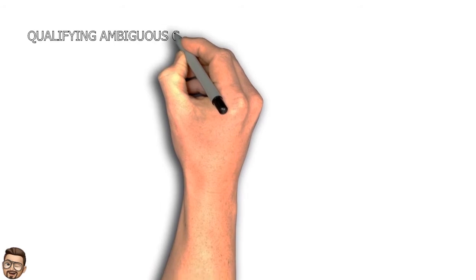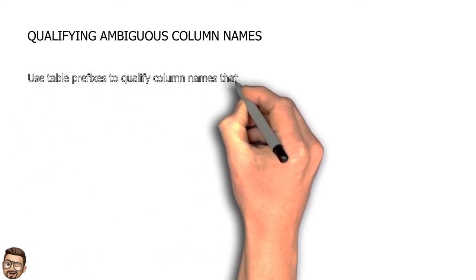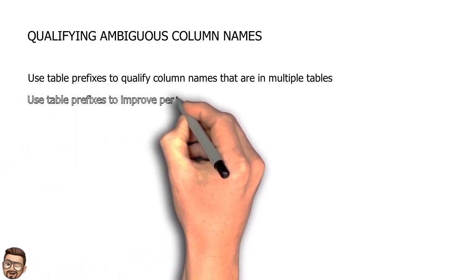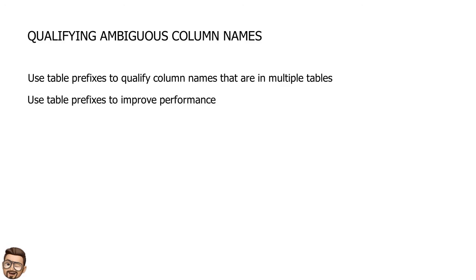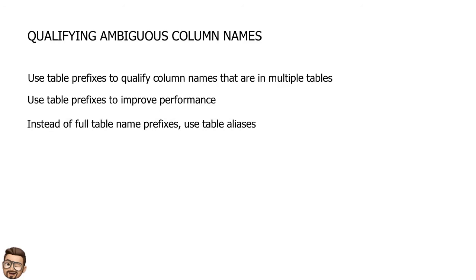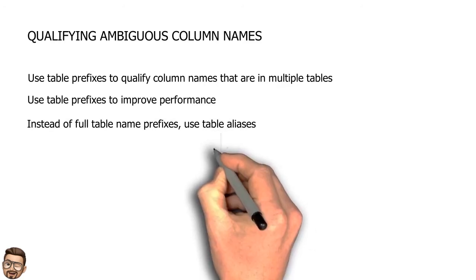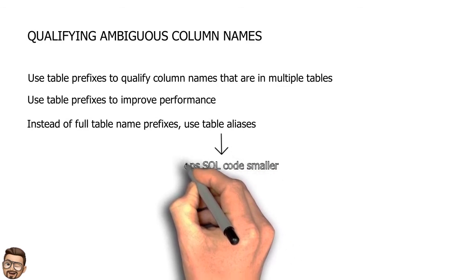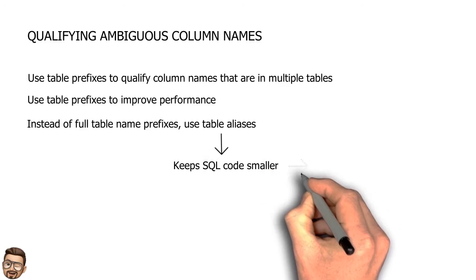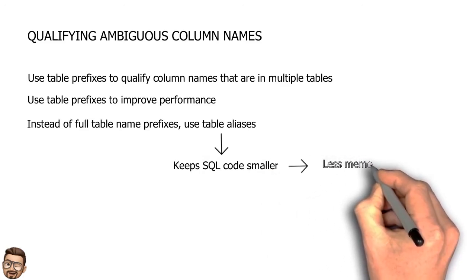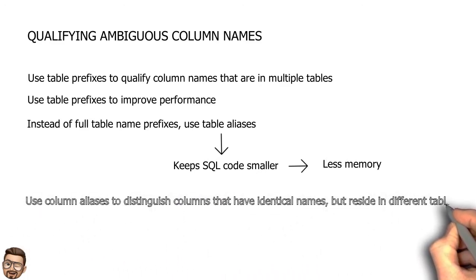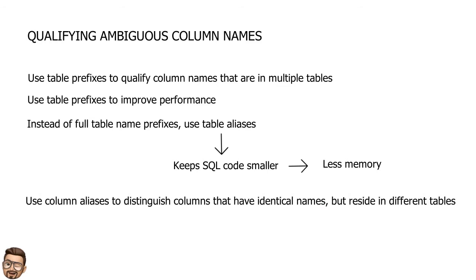Before we go further, let's take a look at qualifying ambiguous column names in join operation. We need to use table prefixes to qualify column names that are in multiple tables. We also use table prefixes to improve performance. Instead of full table name prefixes, we use table aliases, which keep the SQL code smaller and use less memory. We use column aliases to distinguish columns that have identical names but reside in different tables. You will understand more about this when we do the example of join operation.